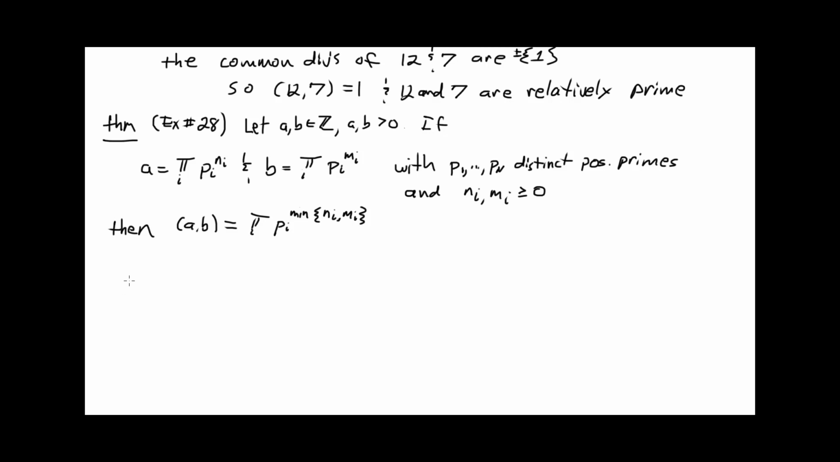So here's an example. 12 is 2 squared times 3. That's its product of primes. And 8 is 2 cubed and no copies of 3. So that says the greatest common divisor: you start with 2, and take the minimum between the number 2 and the number 3 in those exponents. So that's 2. And then for 3, you grab the minimum of the number 1 and the number 0, which is 0.